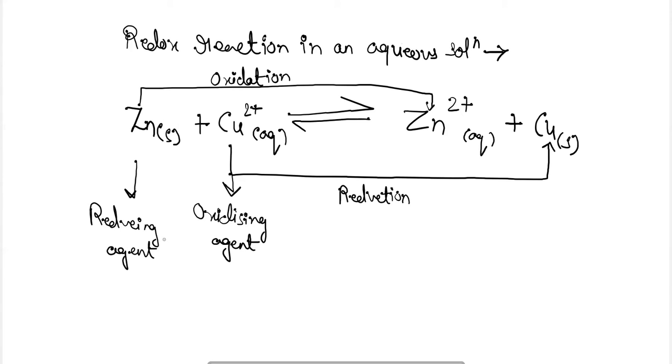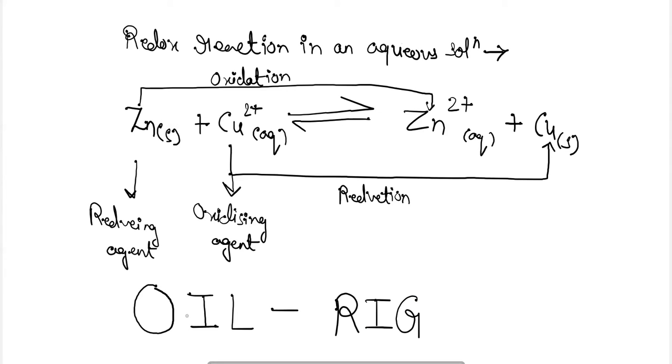Okay. So for remembering this process that oxidation is losing and reduction is gaining, we can make a trick. We can simply use the word OIL RIG. Okay, OIL RIG means what? An oil rig is the particular machine which helps in the extraction of oil from the earth. Just simply remember this word, OIL RIG.